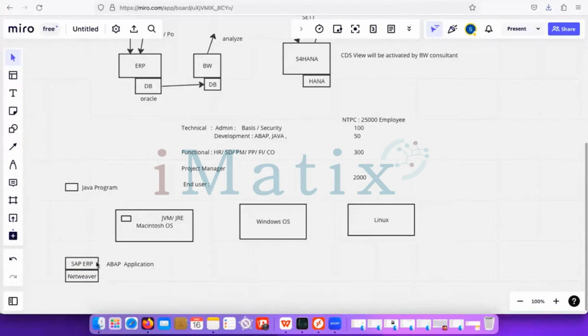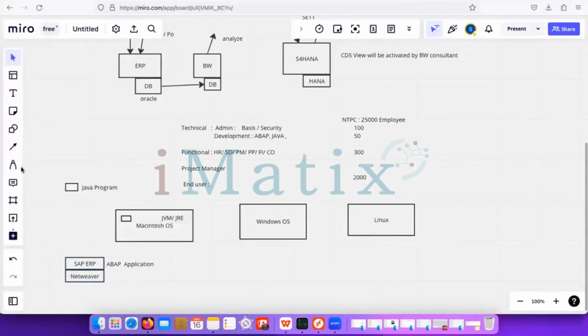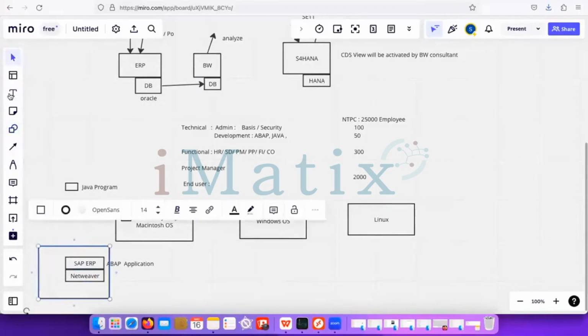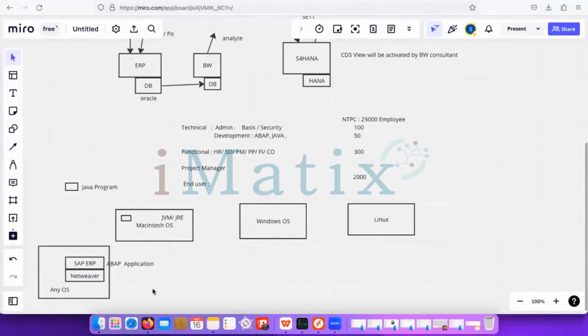No matter whether it's an ERP application. Here we are having SAP ERP, we got NetWeaver, and this can be run on any operating system, any database. For SAP ERP to run on any operating system, you need NetWeaver. It's the equivalent of JVM or JRE.